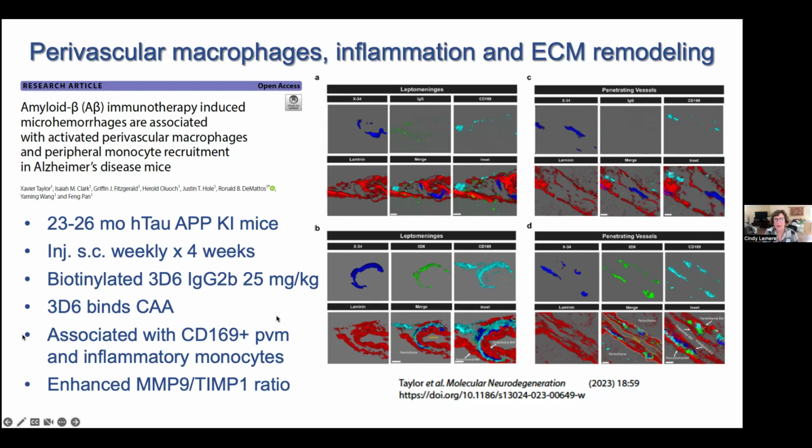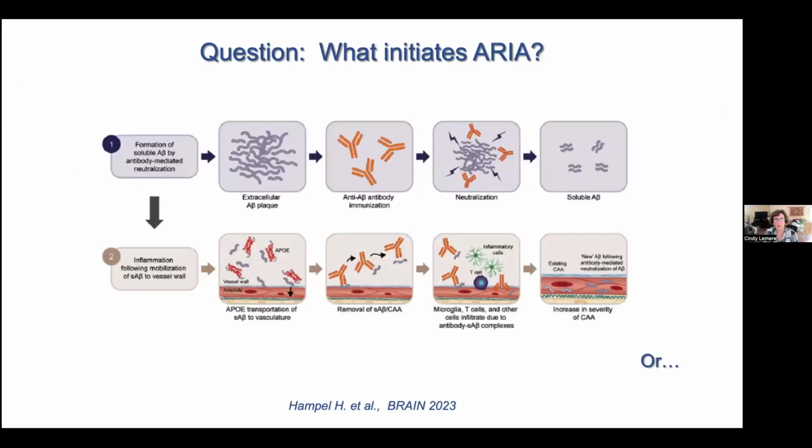But in animals that are immunized, here they used biotinylated 3D6, and they can see very direct colocalization with A beta along the blood vessel wall, and a very strong colocalization with perivascular macrophages, shown here below. This is in the leptomeninges, and this is in the penetrating vessels. Up above are the Ig isotype control-treated animals. They also found, in addition to the recruitment of these perivascular macrophages, enhanced MMP9 and reduced TIMP1 staining in these animals.